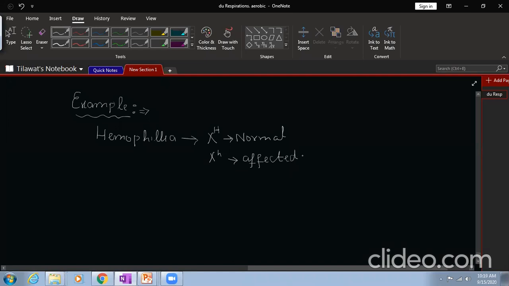Now let's do a cross between two people. One we will select male. Okay, so male is normal, while female has the disease. Draw a table for this cross.